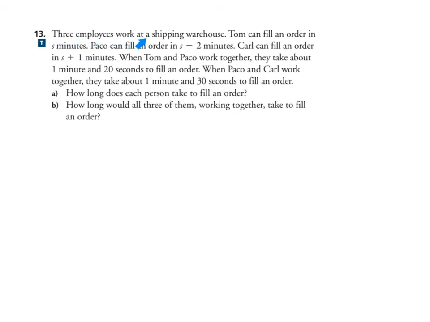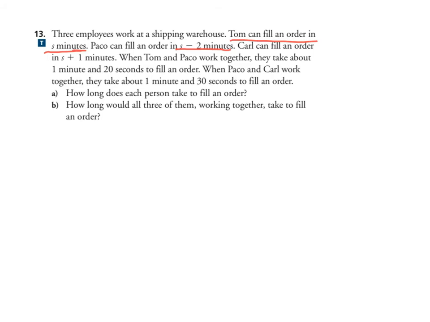All right, 3 employees work at a shipping warehouse. Tom can fill an order in S minutes. Paco can fill an order in S minus 2 minutes. Carl can fill an order in S plus 1 minutes. I'm already annoyed by how they do this, because if Tom can fill an order in S minutes, that doesn't tell me how many, we're not lining it up properly. S minus 2 minutes is a different amount of time than S minutes, so it's hard for me to monitor how much they're doing per minute.